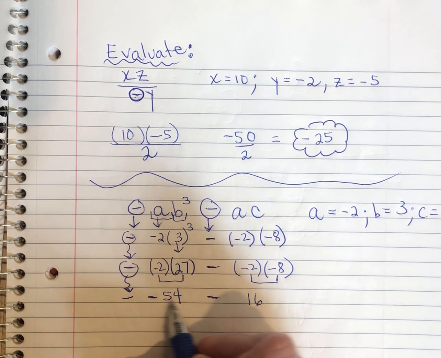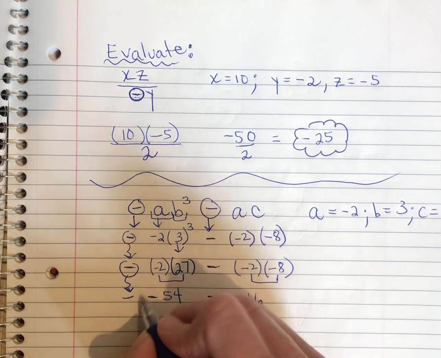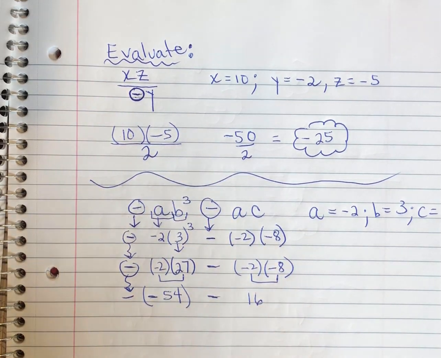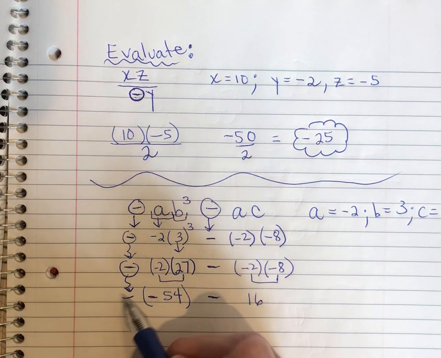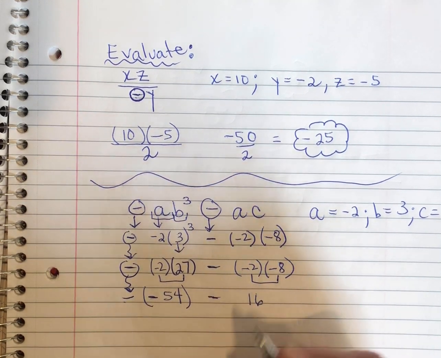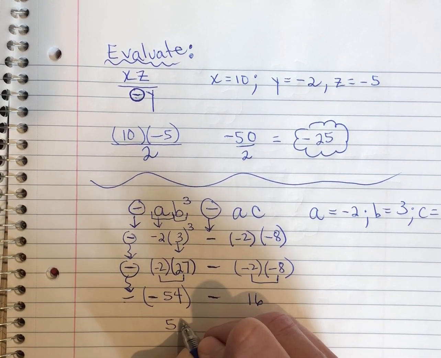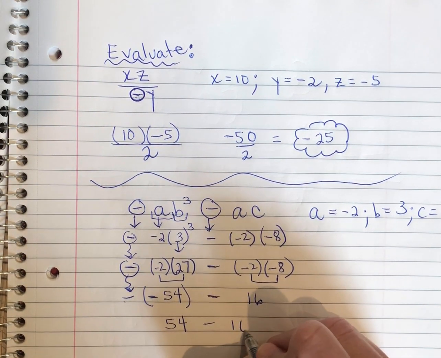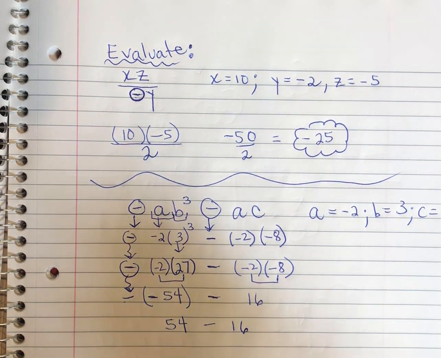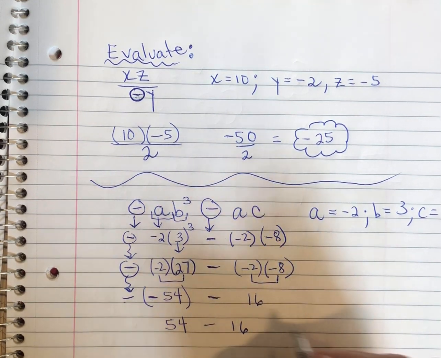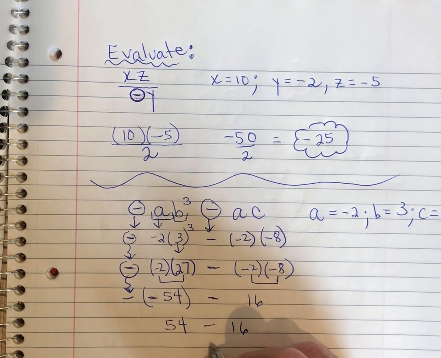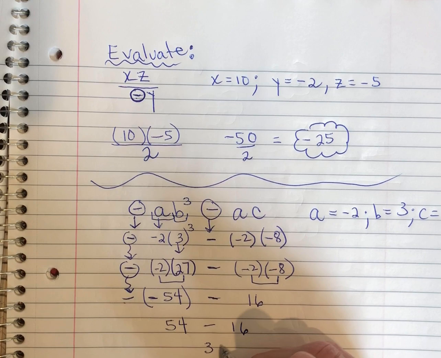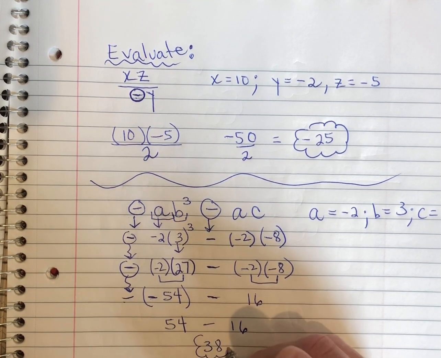Now you're gonna notice these two symbols are in a row. We can separate those with parentheses to make it look a little nicer and more manageable. The opposite of negative 54 is positive 54. Drop down our minus 16. Then we simply need to subtract 54 and 16 for a difference of 38.